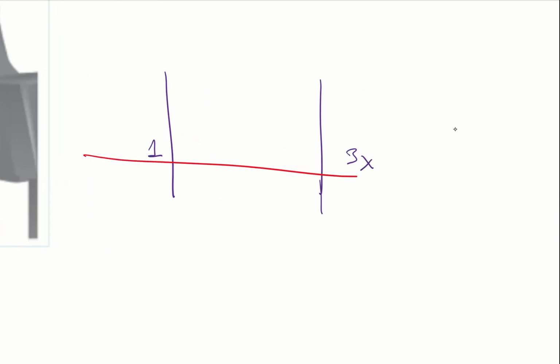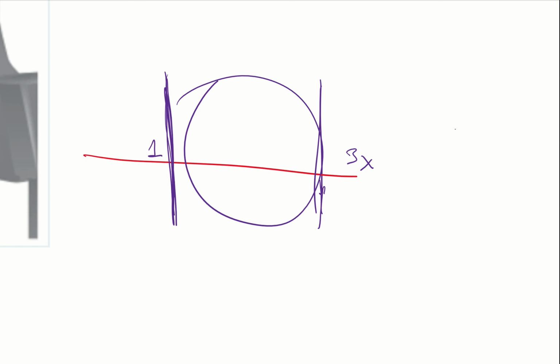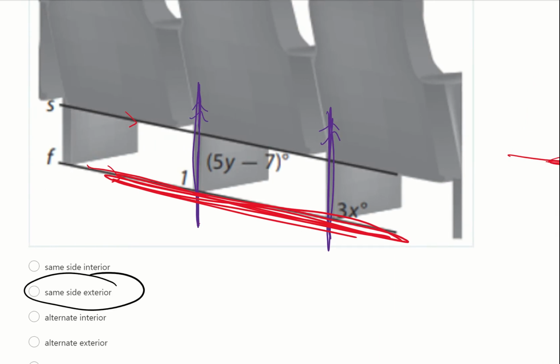So now if we focus on just those lines, well, we can see that in between these two purple lines is the inside, like a sandwich, where the pieces of bread are these purple lines, and everything on the inside is here. So that means 1 and 3x are on the outside, and so they're exterior. And notice that they're on the same side of the toothpick here, the red toothpick. I usually call it the sandwich, the bread, the purple, and the toothpick. And so they're on the same side of the transversal, and therefore they're same side. So same side exterior angles. Okay, so here these are referred to as same side exterior.